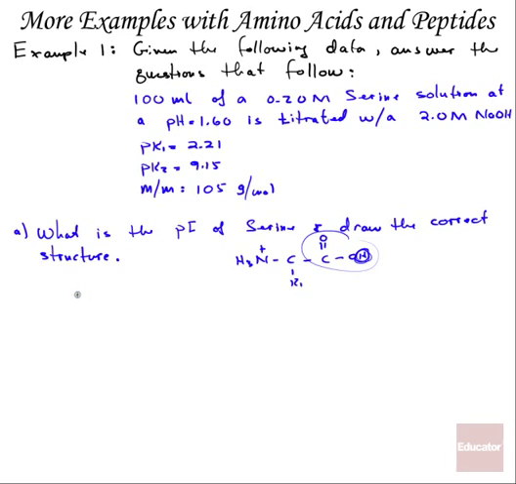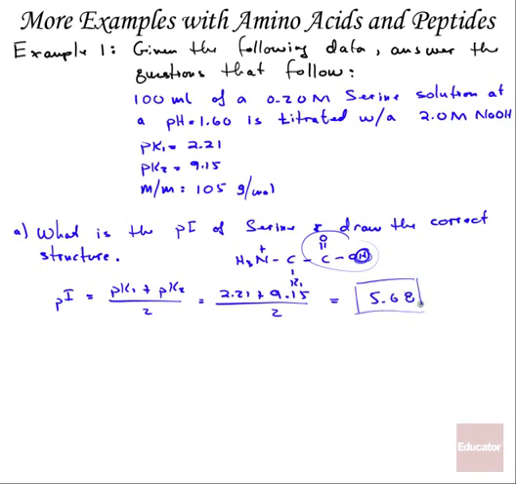So we have the pI, not a capital P, this is a small p. The pI, the isoelectric point, is equal to pK1 plus pK2 divided by 2. So 2.21 plus 9.15 divided by 2 gives us a pI of 5.68. So when the pH is 5.68, that means this serine molecule has a net charge of 0. The carboxyl is ionized, the amino is not ionized.